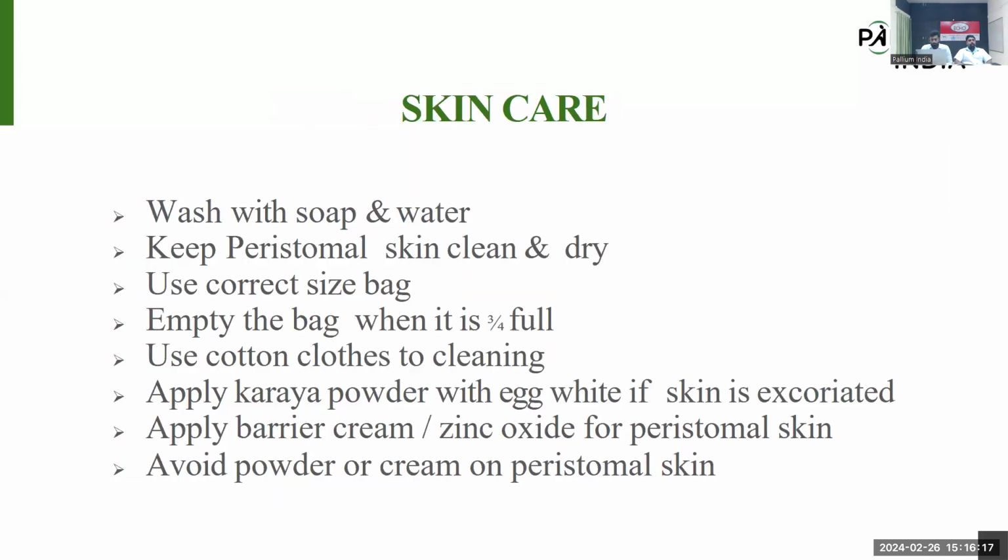This Karaya powder, we can mix it in egg white, mix it very well, and apply it on the peristomal excoriated area. Leave it for some time to dry. After drying, that area will have a filmy, film-coated appearance. Then on that filmy appearance, we can apply the normal colostomy bag. So it will prevent direct contact of the excoriated skin with the colostomy bag.